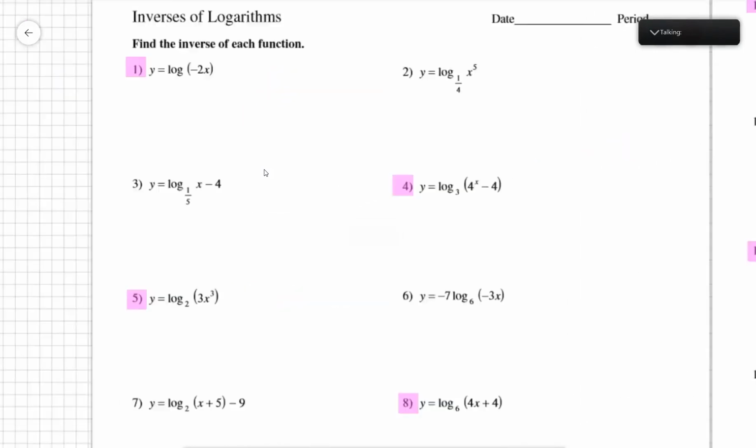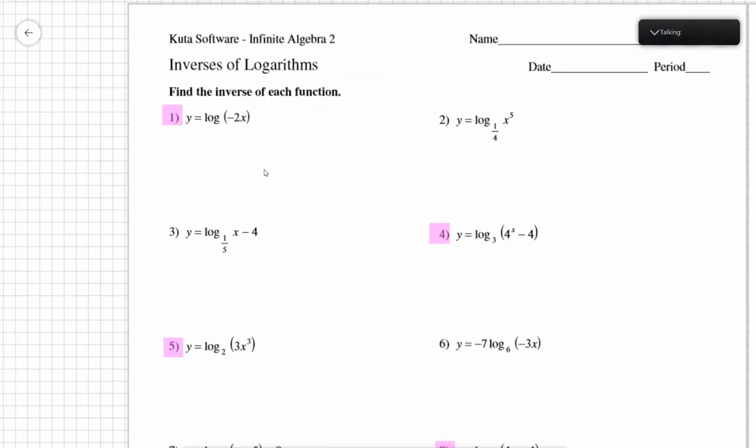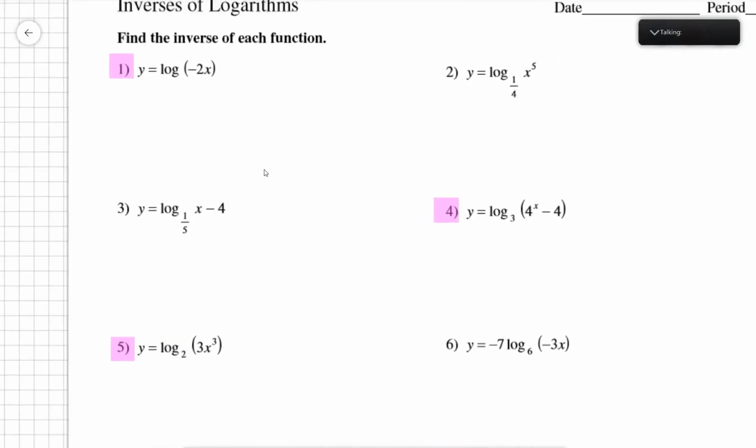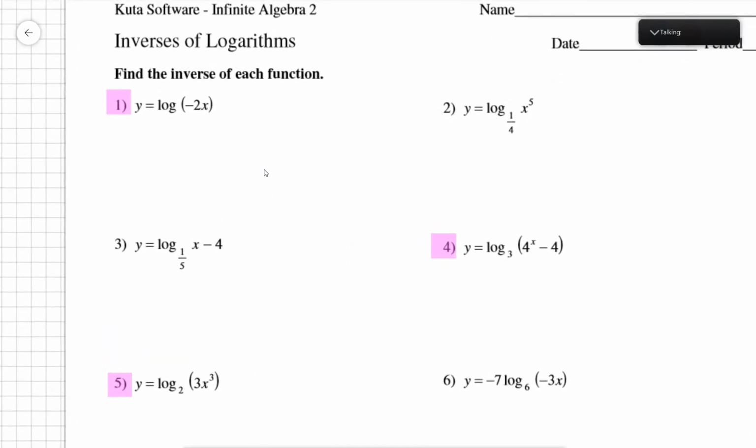We are doing the highlighted ones. I did pick ones that are a little more difficult for us to do in the notes, that way you have a good example for your homework problems. So it does jump around between the evens and the odds, so I do apologize for that.